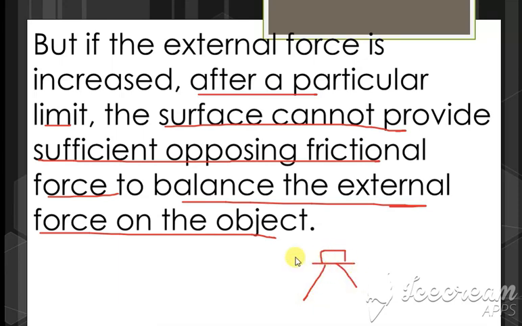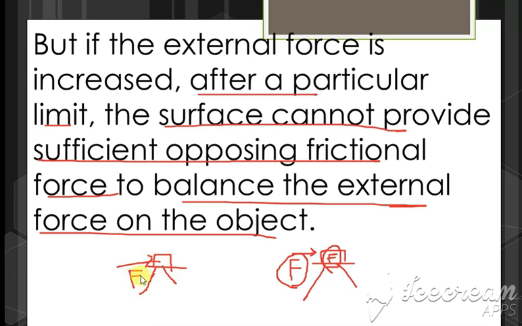Suppose the first condition is you are applying the external force. Here the external force is equal to the frictional force. So if the frictional force and the external force are equal, what happens? This object will not move. Okay. Next condition is, suppose this is the object and this is the external force.